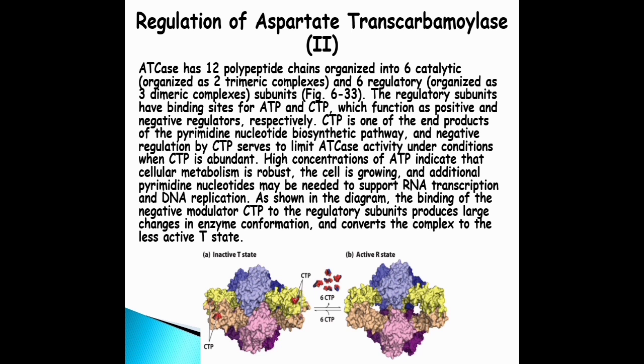The cell is growing and additional pyrimidine nucleotides may be needed to support RNA transcription and DNA replication, as shown in the diagram. The binding of the negative modulator CTP to the regulatory subunits produces a large change in enzyme conformation and converts the complex to the less active T state.